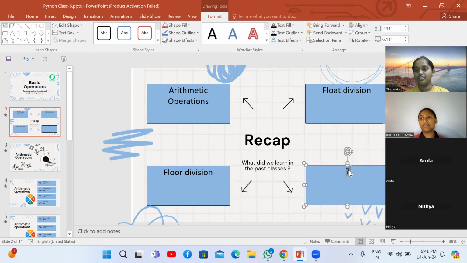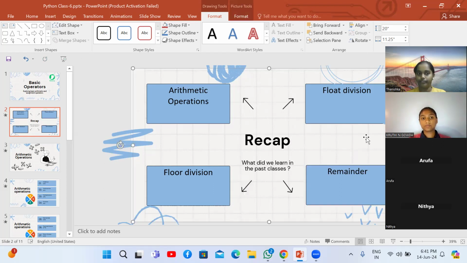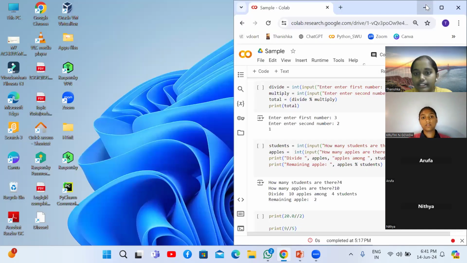I'm not remembering that one. Okay. Then Arufa, do you know what we learned apart from floor division and float division? Yeah, we learned about remainder. Using the modulo operation, the percentage symbol. What does it mean? It finds the remainder of the number. Correct. So this is the recap.